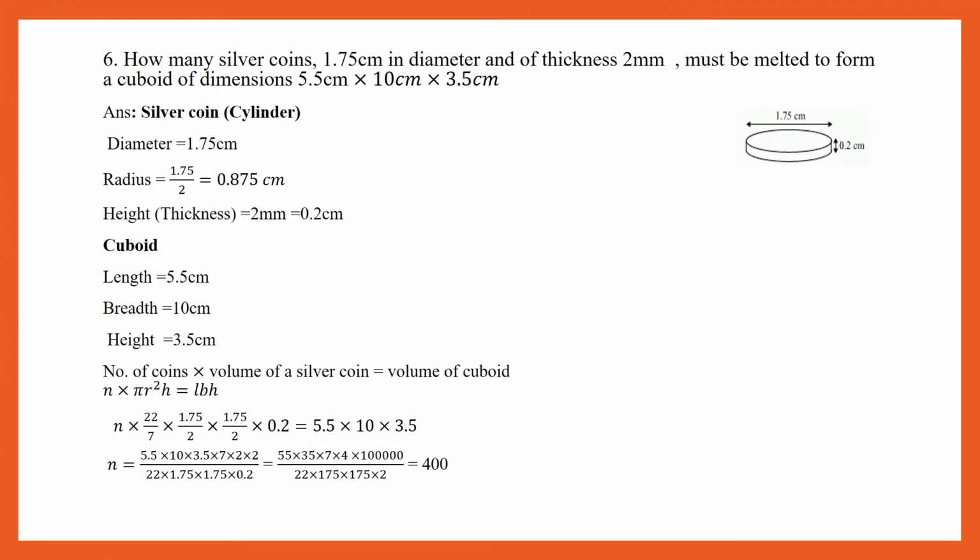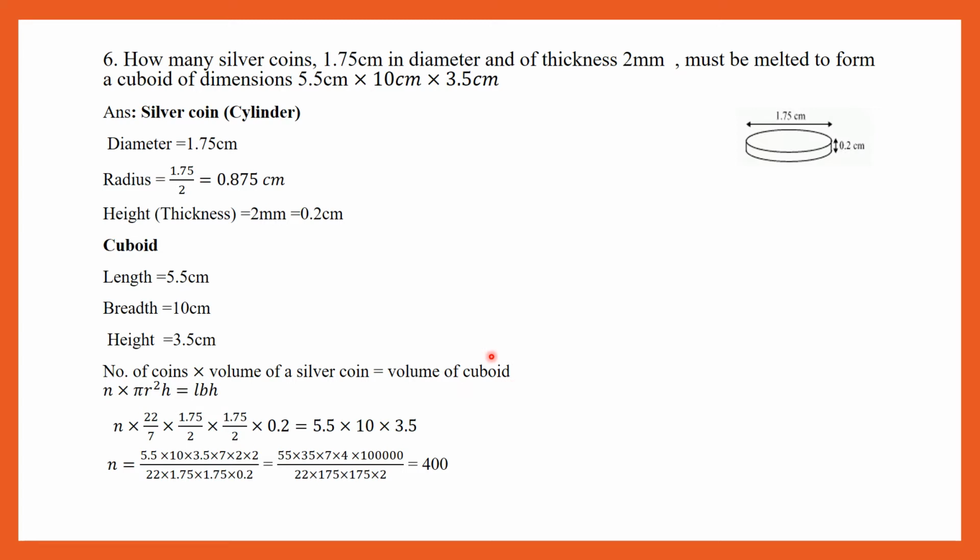Question number 6. How many silver coins 1.75 centimeter in diameter and of thickness 2 millimeter must be melted to form a cuboid of dimensions 5.5 centimeter into 10 centimeter into 3.5 centimeter? In the question, you are asked to find how many coins are needed to melt and make into the cuboid. So we can say number of coins into volume of a silver coin is equal to the volume of the cuboid.